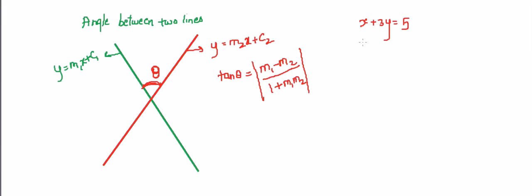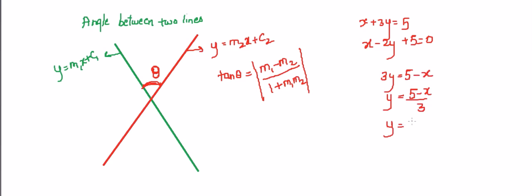And the second line is given as x minus 2y plus 5 equals 0. So the very first thing is you need to convert them into their slope form, y equals mx plus c. So this will be 3y equals 5 minus x, y equals (5 minus x) over 3, or y equals 5 over 3 minus x over 3. For the second equation, I can write it as x plus 5 equals 2y, or y equals x over 2 plus 5 over 2.